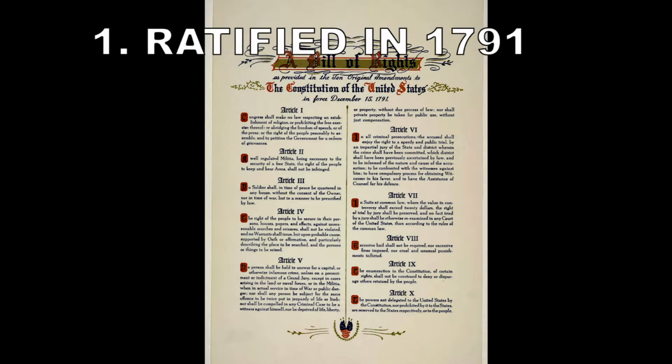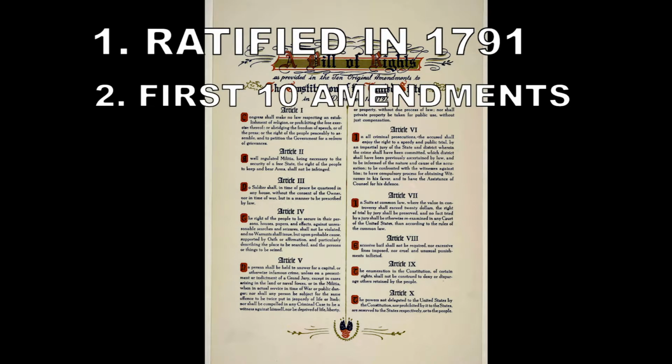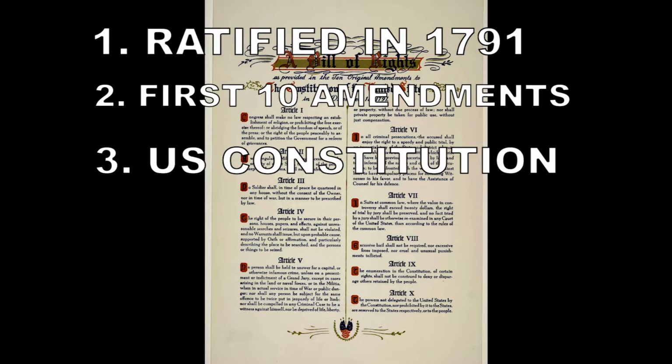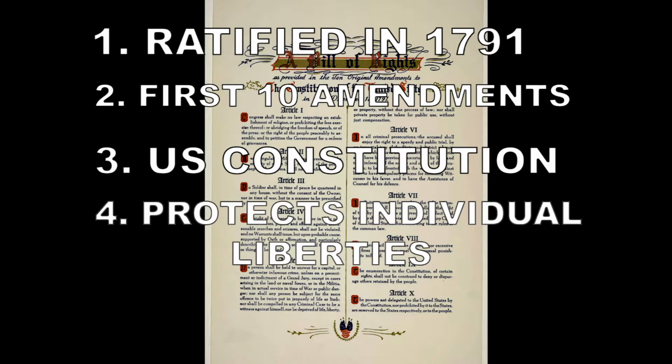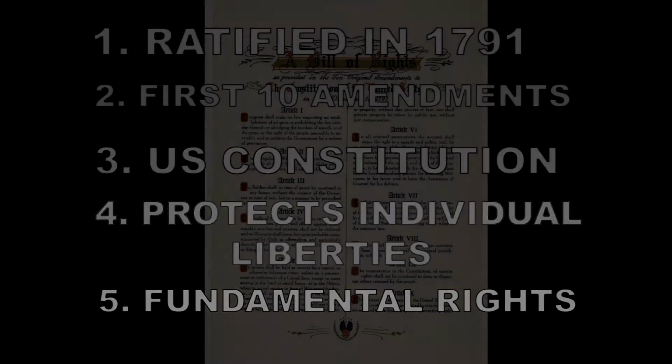So, in 1791, the delegates finally ratified the Bill of Rights, which are the first 10 amendments to the United States Constitution, for the purpose of protecting individual liberties, also known as the fundamental rights.